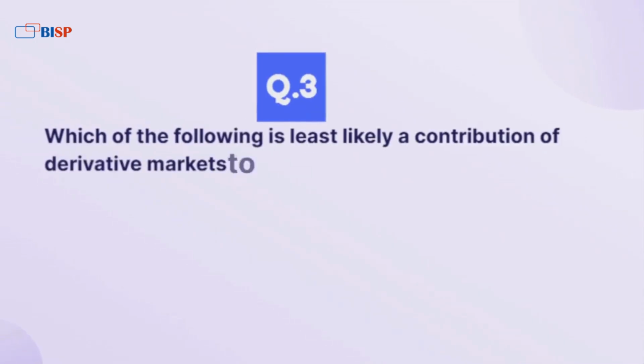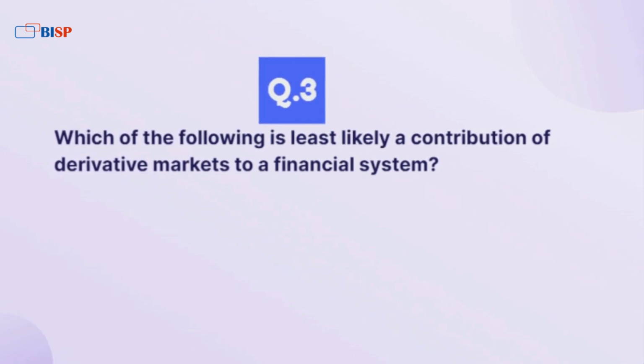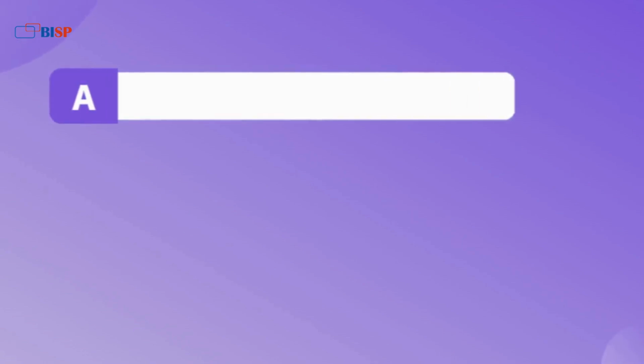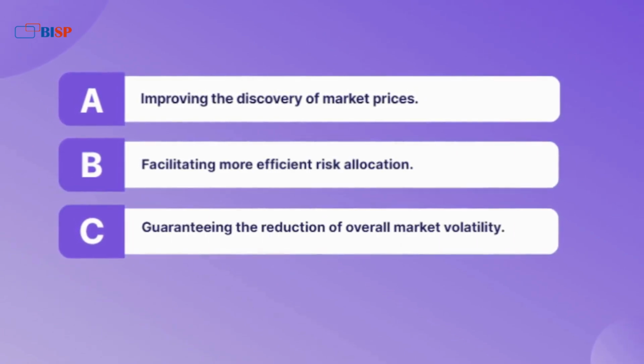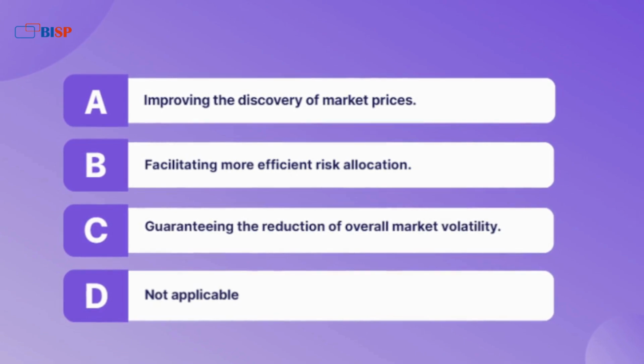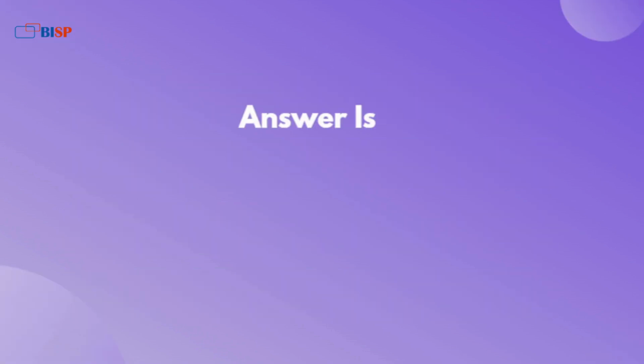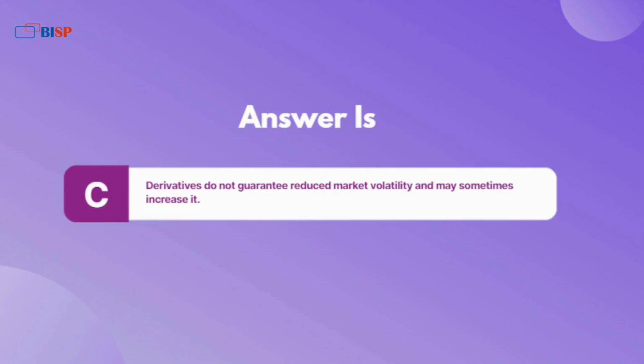Which of the following is least likely a contribution of derivative markets to a financial system? A. Improving the discovery of market prices. B. Facilitating more efficient risk allocation. C. Guaranteeing the reduction of overall market volatility. D. Not applicable. Answer is C. Derivatives do not guarantee reduced market volatility and may sometimes increase it.